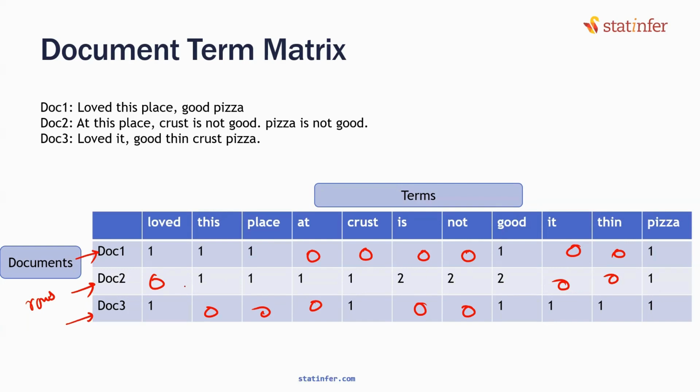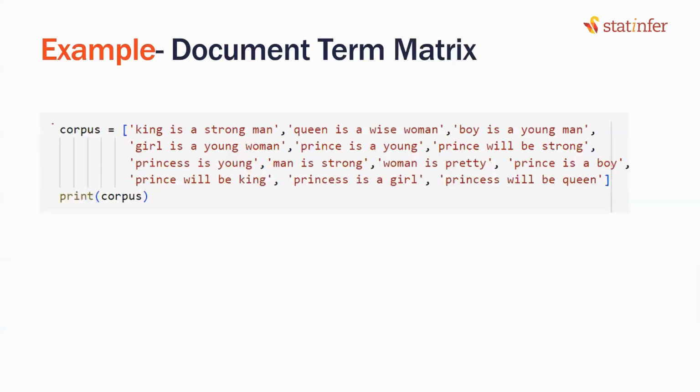It almost looks very similar to our one hot encoding: this particular word is part of this particular document or not. So let us see a very simple example of a document term matrix. Intentionally, I have taken a very simple corpus for the explanation's sake, but later on we will do a real case study. The corpus is: king is a strong man, queen is a wise woman, boy is a young man. I have a few documents with me.